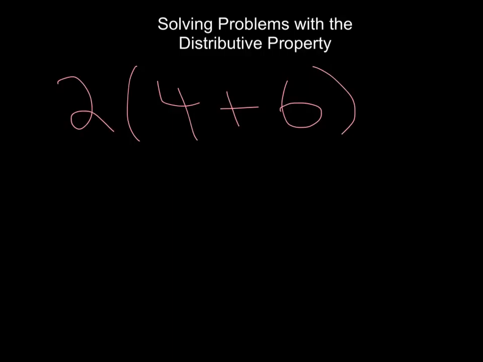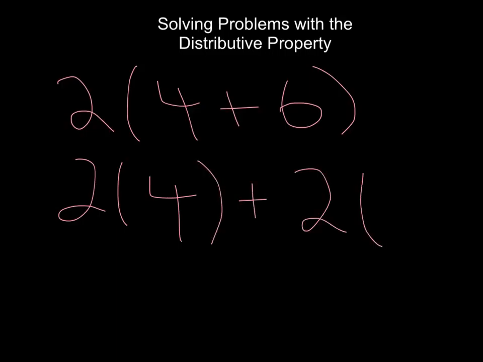Okay, so here are the rules. You must multiply every number outside the parentheses with every number inside the parentheses. 2 times 4 plus 2 times 6. We multiply 2 times 4 because 2 is the only number outside the parentheses and 4 is the first number inside the parentheses. Then we add the addition sign because it is the same one in the original problem. Sometimes it could also be subtraction.